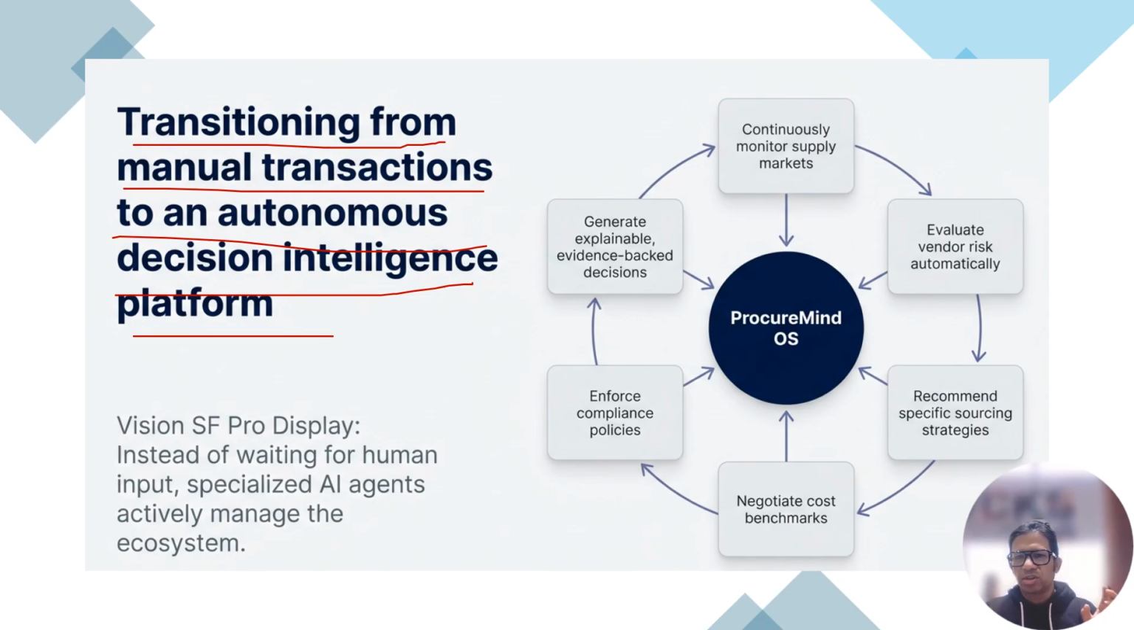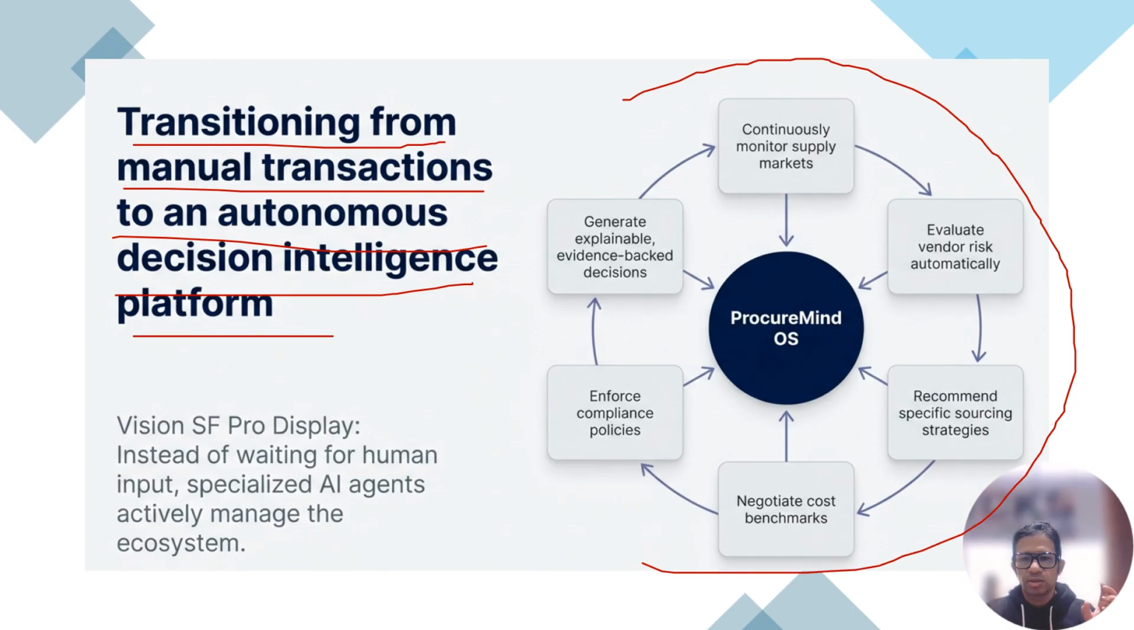Now look at the right side, this circular loop. This is the heart of ProcureMind OS. Everything revolves around this core engine, ProcureMind OS. And the important part is this isn't one model. It's a loop of capabilities working continuously.